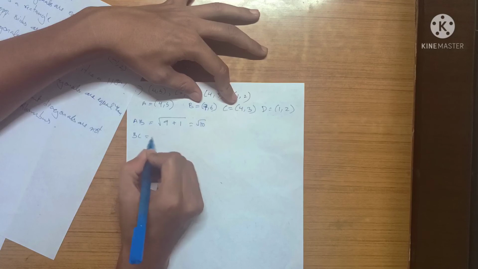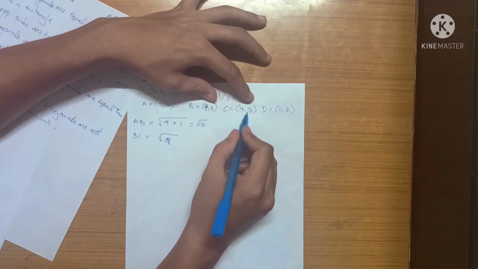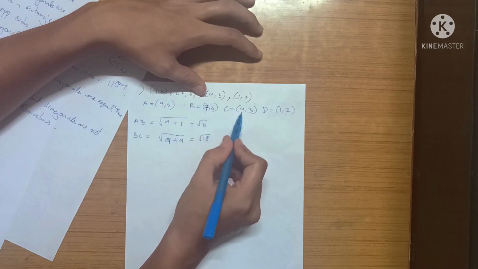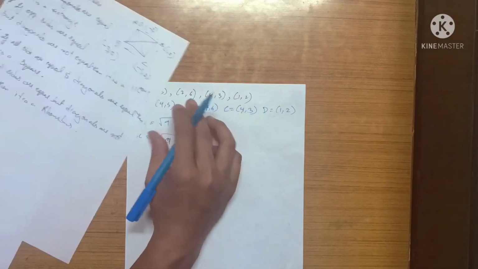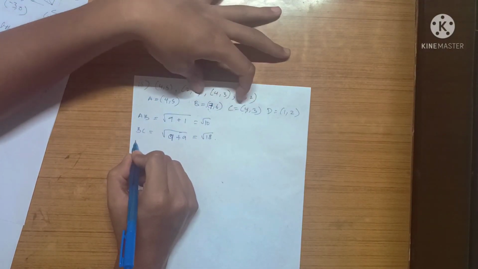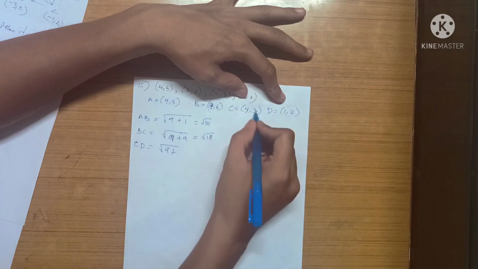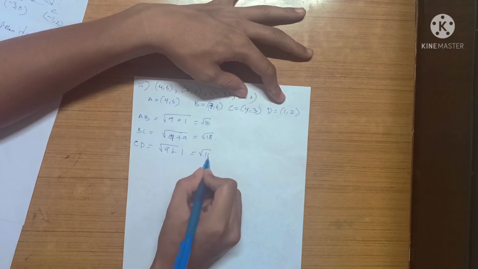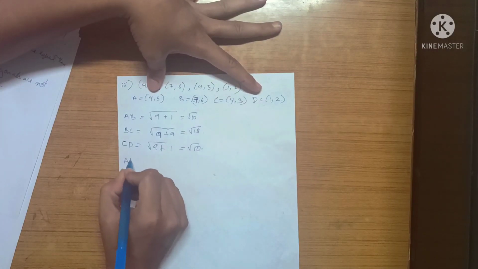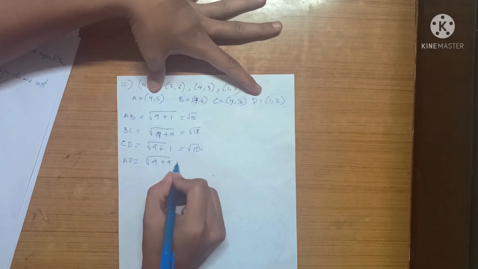Now let's try BC. 7 minus 4 is 3, 3 squared is 9. 6 minus 3 is 3, 3 squared is 9. See, it doesn't matter if you subtract this minus this or this minus this, like I've already told you, because we're going to square it anyway. Okay, next CD. 4 minus 1 is 3, so 3 squared is 9. 3 minus 2 is 1, so 1 squared is 1. I think it's going to be a rectangle or parallelogram, who knows. AD. 4 minus 1 is 3, 3 squared is 9. 5 minus 3 is 2, 2 squared is 4.